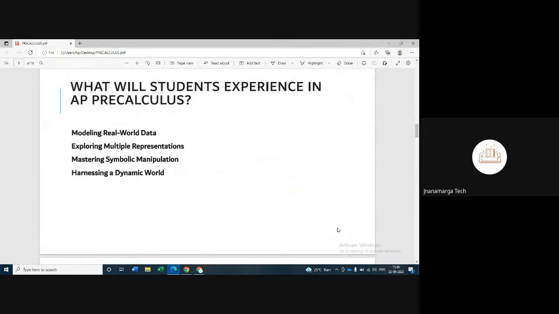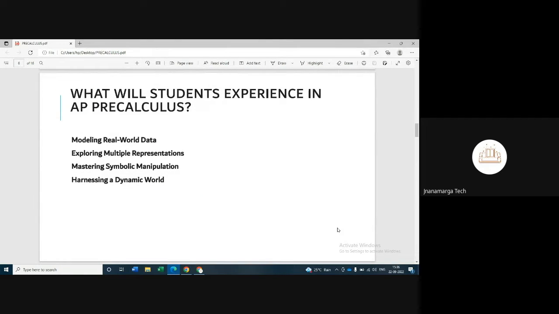Now, what are students going to experience in pre-calculus? There are 4 basic things that students are going to go through. The primary thing is the modeling of real world data. We are not doing anything mythical. We are using real world data in order to create better inferences for institutions.